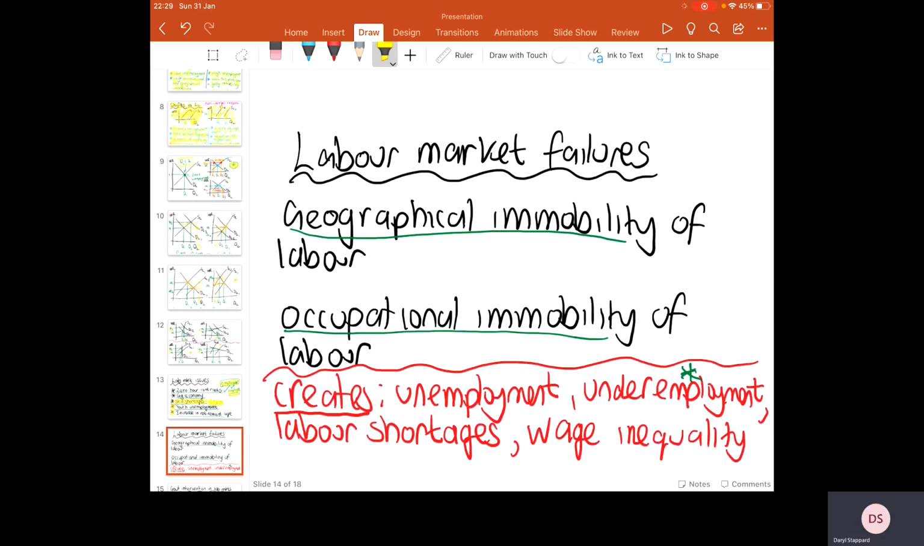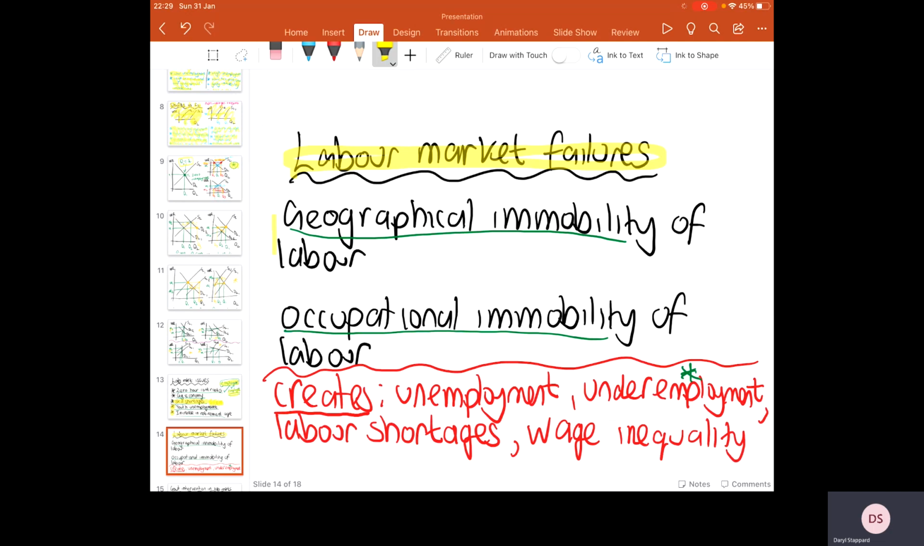Now, everyone, this is the big bit. We're looking here at labour market failures. Now, hopefully you remember from theme 1 that a market failure is when the free market economy, the price mechanism, creates a misallocation of resources. So we're not maximising economic welfare.